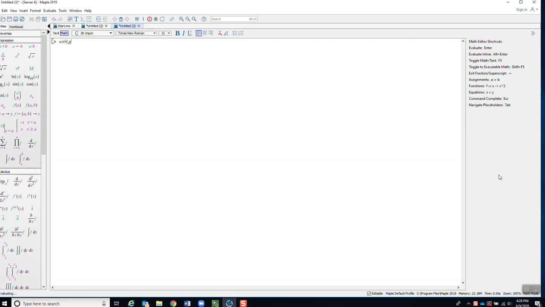so I need with(plots). And I'm going to be working with vectors, so let's do with(VectorCalculus). Oops, I think that has to be a capital.